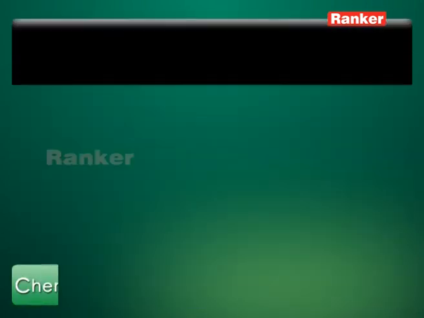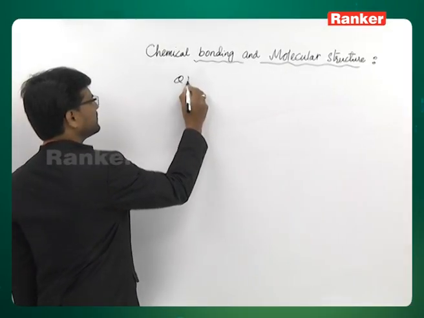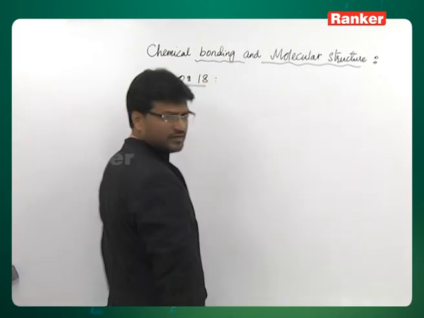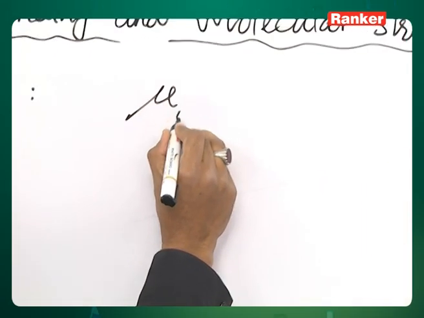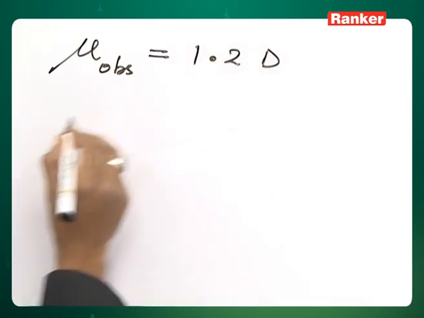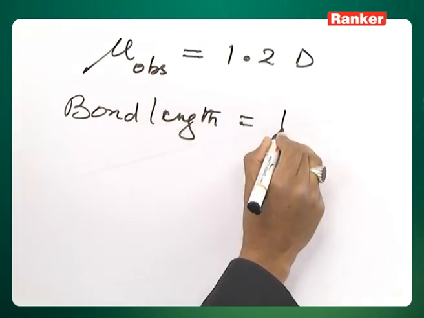Question number 18. A diatomic molecule has a dipole moment 1.2 debye. If the bond distance is 1 angstrom, what percentage of electronic charge exists on each atom? What is the percentage of charge on each atom? 12%, 19%, 25% or 29%. Question number 18. Mu observed is 1.2 debye. Bond length given in the question is 1 angstrom.